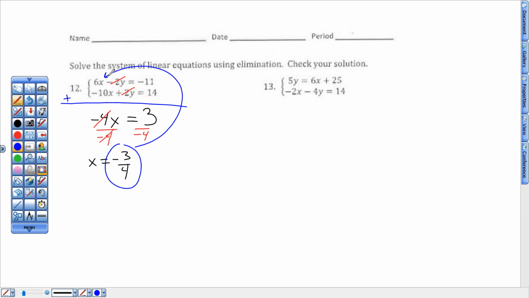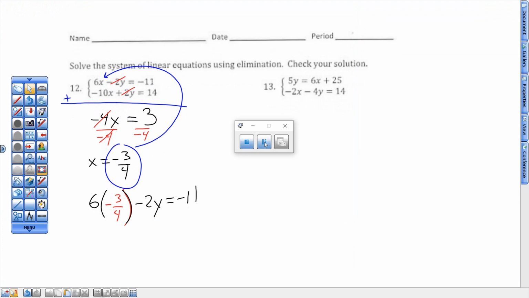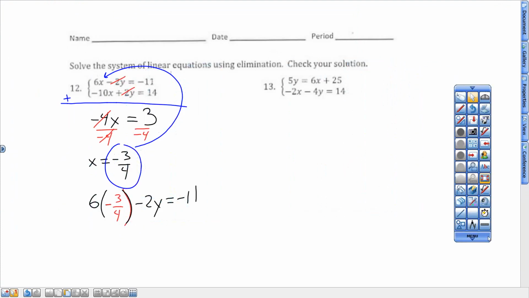So let's plug into that one. There we go. So I got 6x. Plug in this number right here. That gives me, oh my goodness, is this really true? All right, I'm just going to leave that one alone for a little bit here and tackle these other ones.